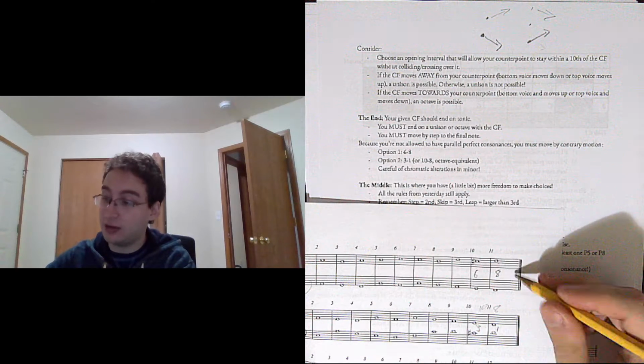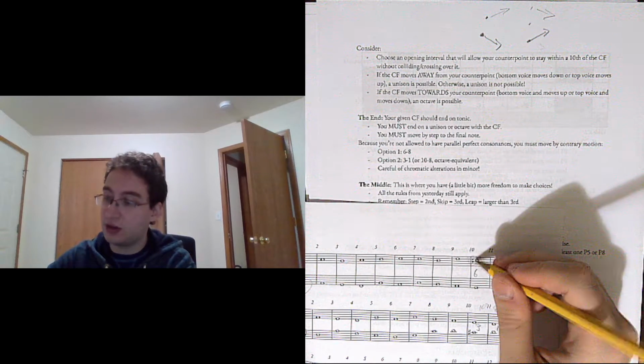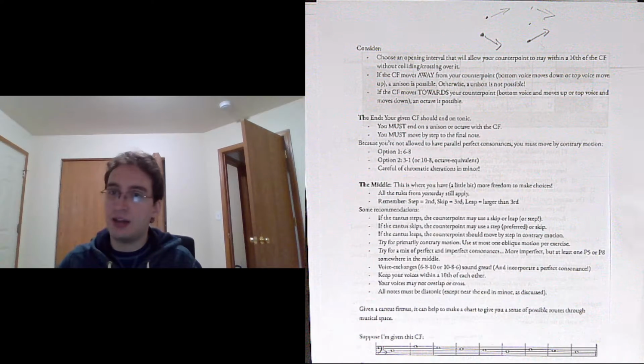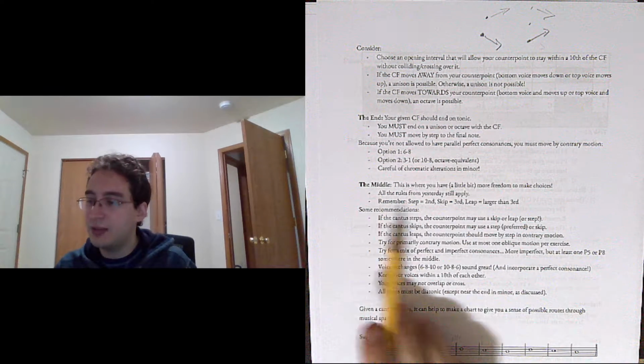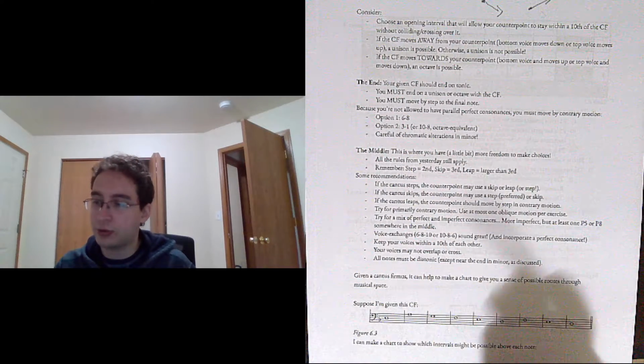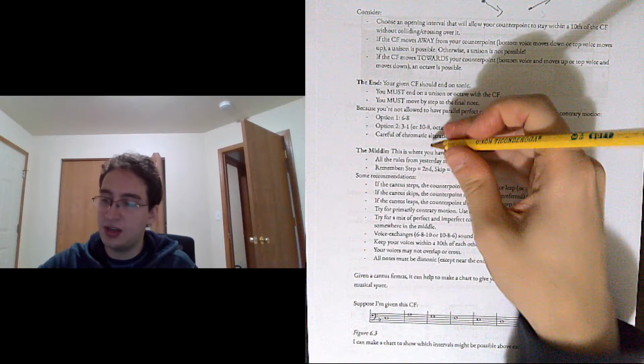If you're in minor, like these first two examples are in D minor, make sure you have that raised scale degree 7. So we talked about the beginning and the end, which have the most rules. Middle is where you have a little bit more freedom to make choices. All the rules from the previous section still apply.